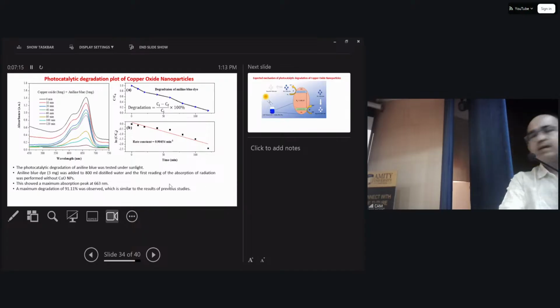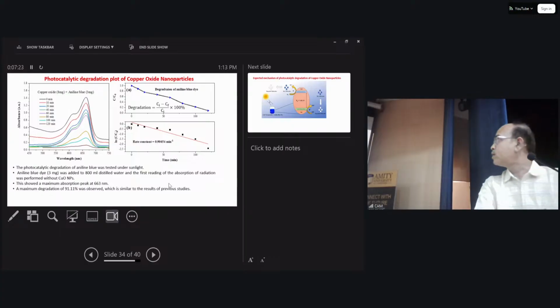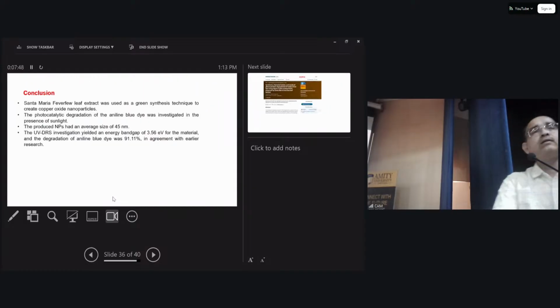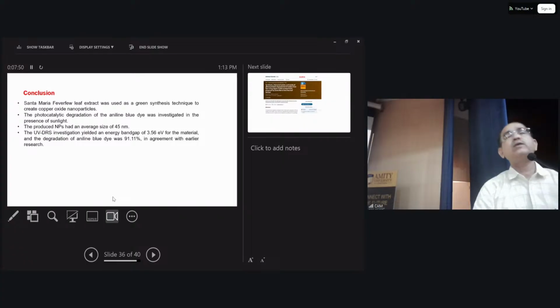Further, the practical application of these nanoparticles, which were prepared with the help of Santa Maria feverfew, was done for photocatalytic degradation of methylene blue dye. In this, we have used 8 milligram of copper oxide with 3 milligram of aniline blue, and the graphs are well interpreted that in presence of copper oxide, and with respect to time, you can see for 120 minutes it was well degraded, and it is around 91.11%. And I think I missed the slide. The repeatability was done by the students, and it was around 70% up to 3 cycles.